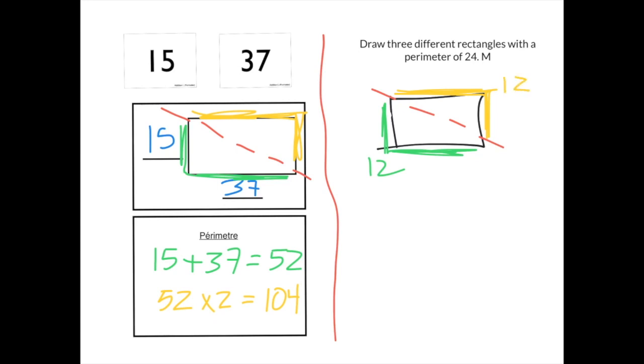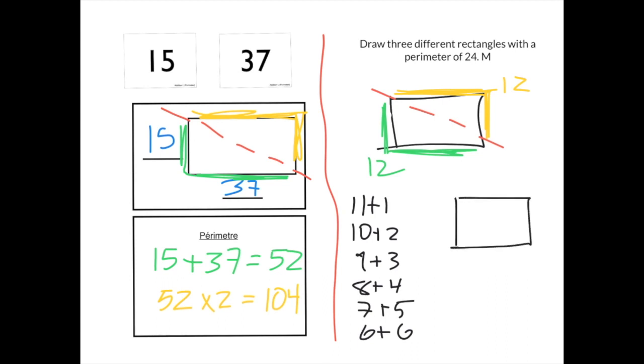Students can then use their knowledge of addition facts in order to find as many sums as possible that equal 12. So it could be 11 plus 1, 10 plus 2, 9 plus 3, 8 plus 4, 7 plus 5, or 6 plus 6. And any of these sums will build a rectangle that has a perimeter of 24.